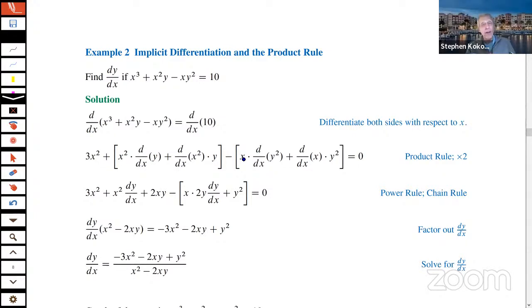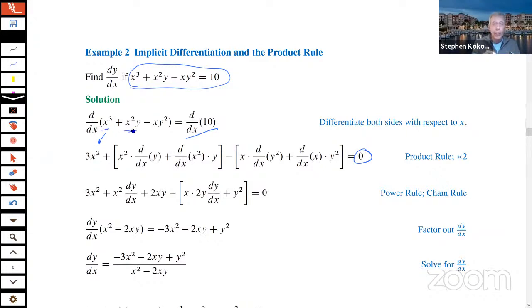Okay, so here we go. I want to find dy/dx if y is a function defined implicitly by that expression. Okay, jeepers, I don't know if I could solve that for y in terms of x. So I'm going to take the derivative of both sides. The right-hand side is easy. The derivative of 10 is 0. How do I take the derivative of the left-hand side? Well, the derivative of x cubed is easy.